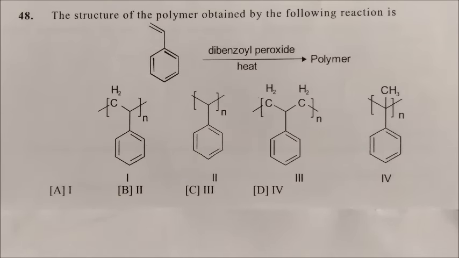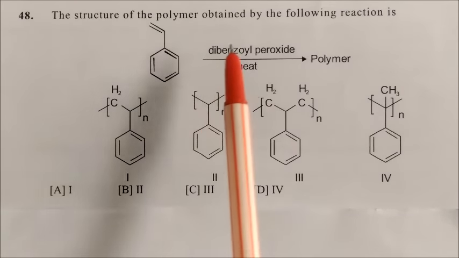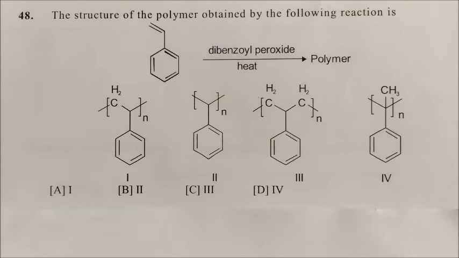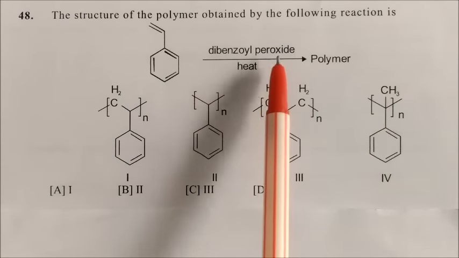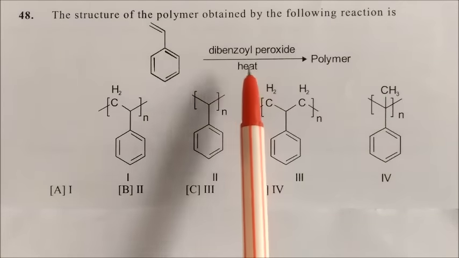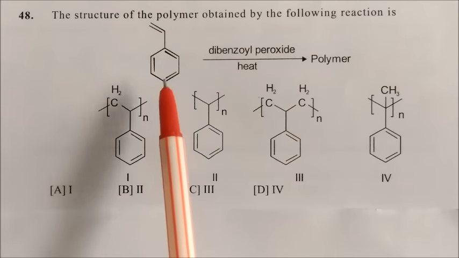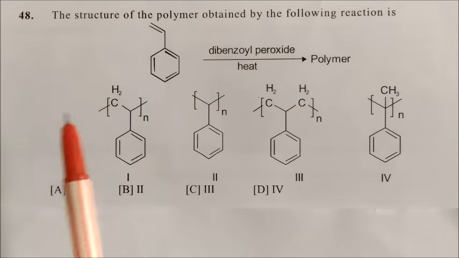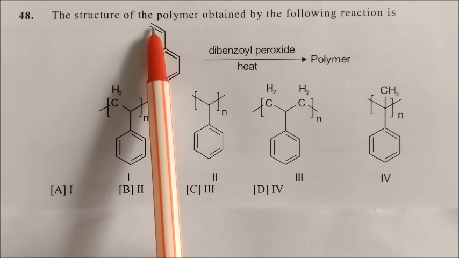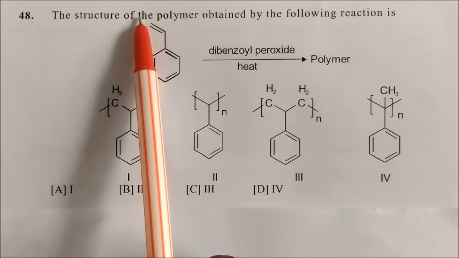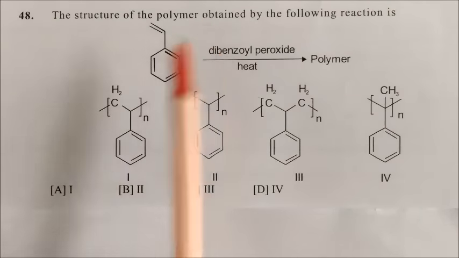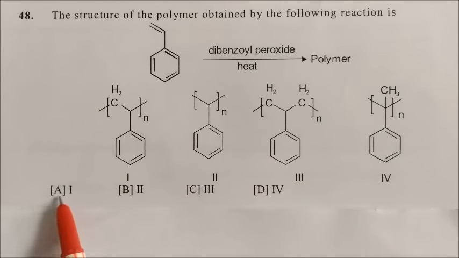In this question, the structure of the polymer obtained by the following reaction. This is a reaction of styrene using dibenzoyl peroxide as the catalyst, by heating. So what will happen? The double bond will be split up, and this compound will remain the same. If it splits up, 1 free radical will form on this side, and 1 free radical on this side. So the most possible answer will be A.